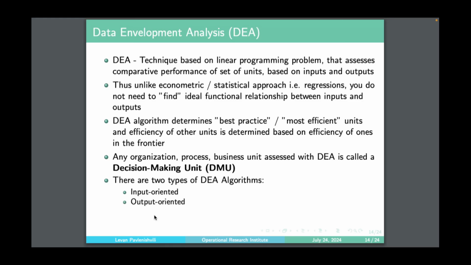With DEA, we are avoiding these functional relations. We are making the decision about these units based on the best practice or most efficient unit. Those of you who studied economics may know the production possibility frontier or efficiency frontier. What we are trying to do is build an efficiency frontier and then map all the units compared to that efficiency frontier.